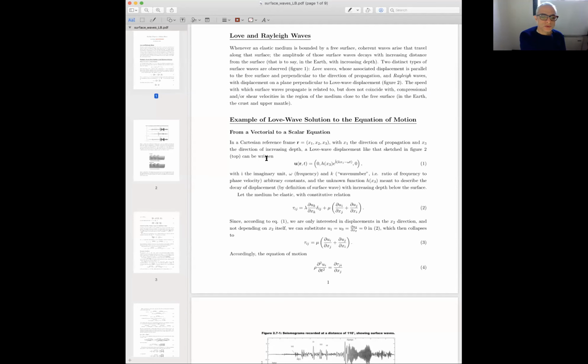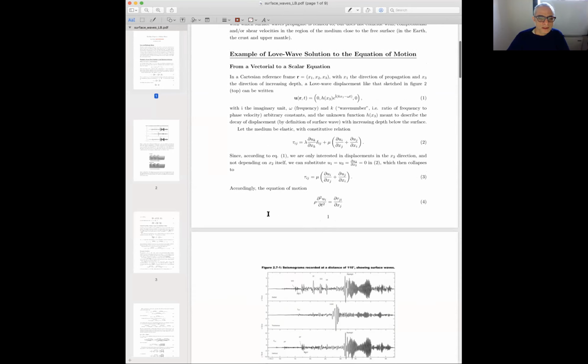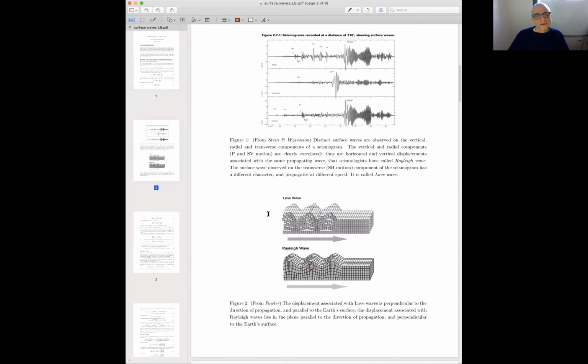So I introduced surface waves last week already a little bit, and I think we went through some of the most important concepts. Surface waves are something that emerges anytime you have an elastic medium bounded by a free surface, a surface that is free of stress. We will see mathematically in a minute how that can be verified.